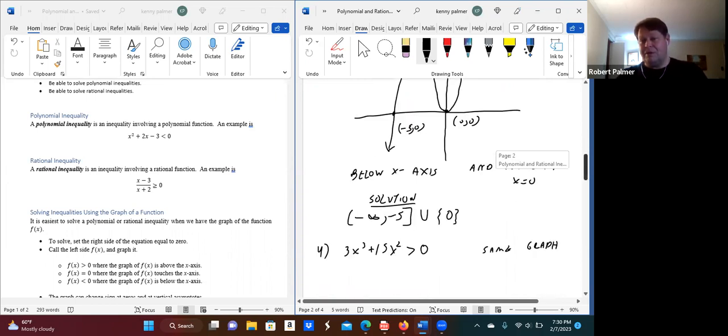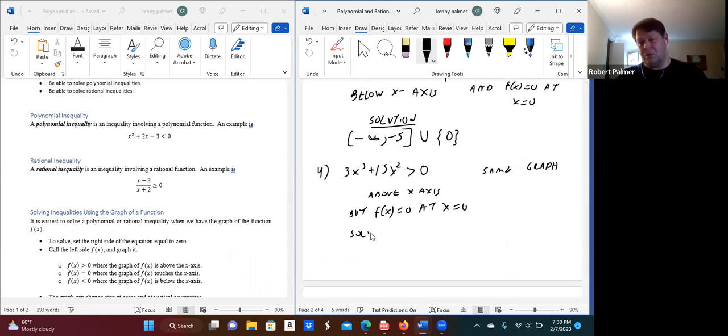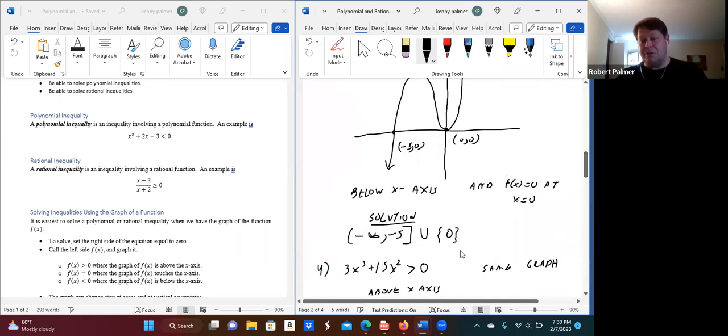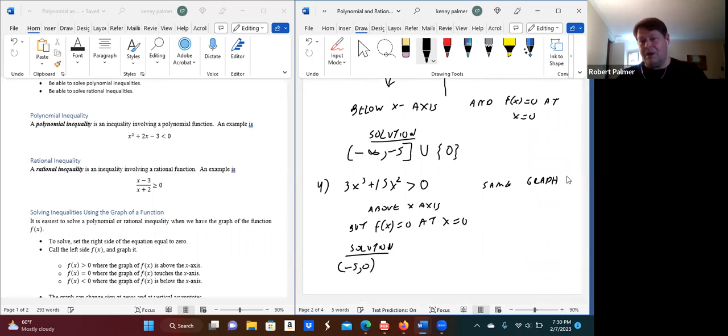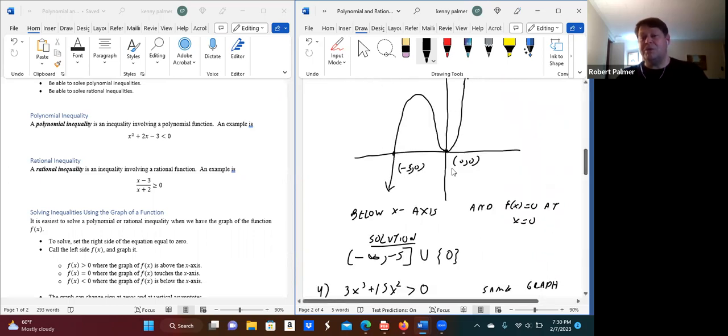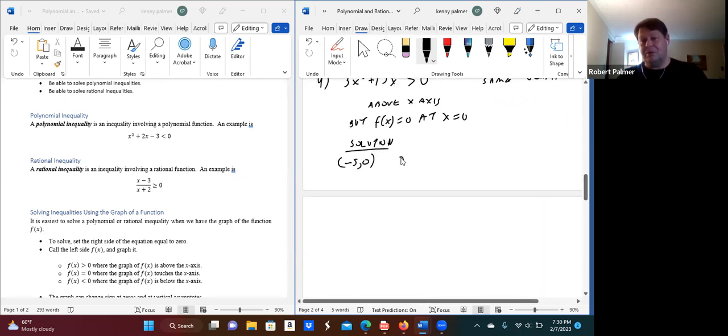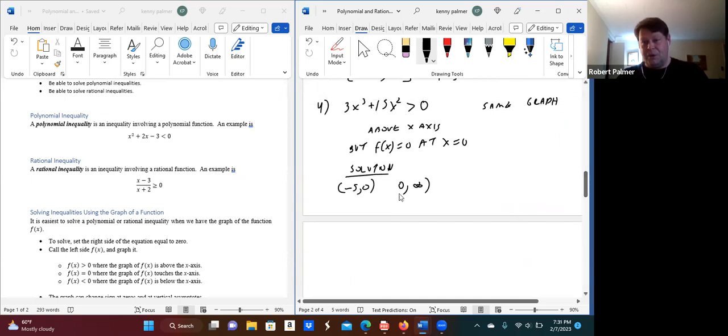Okay. Then our solution, from -5 to 0. In this case, use parentheses because here it's strictly greater than. Use parentheses. Okay. Then where is it also above the x-axis? From 0, to the right of 0, from 0 to infinity. And once again, of course, always parentheses with infinity. And then here, the strictly greater than, we use parentheses here, and then union.